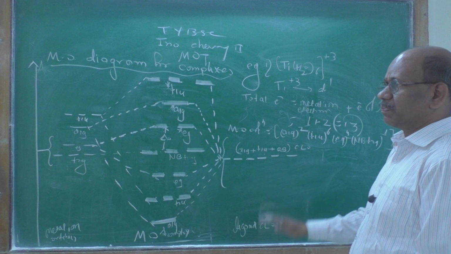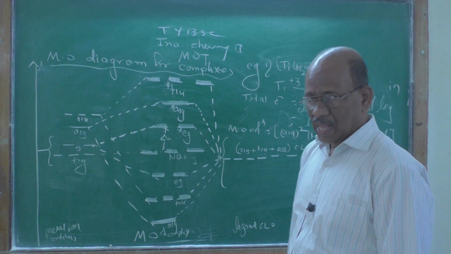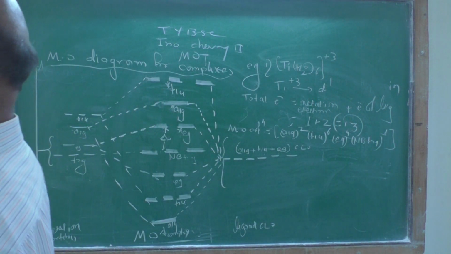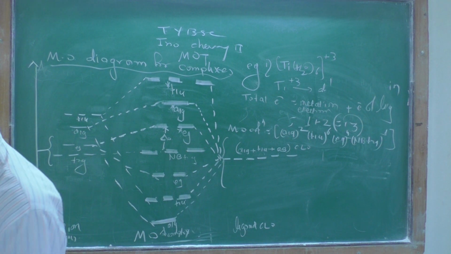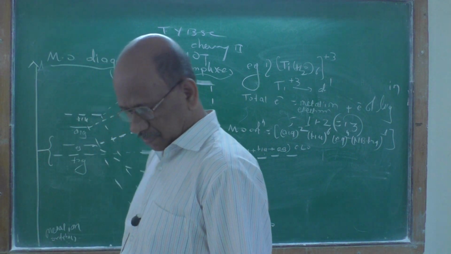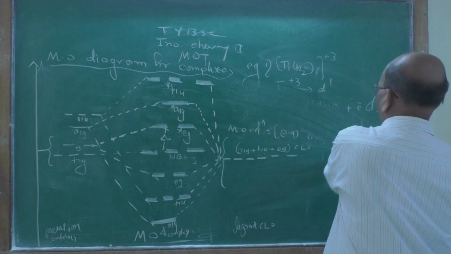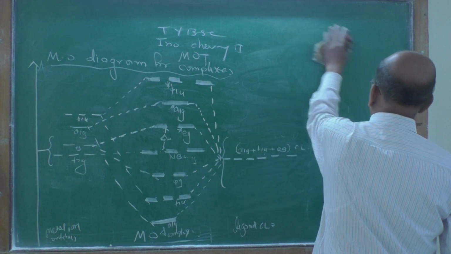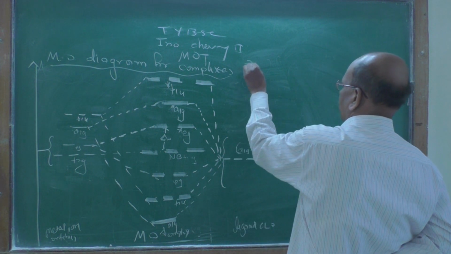So everything is explained by this particular complex. Let me consider another example. Suppose the second example will be the hexaamminenickel(II) complex ion.